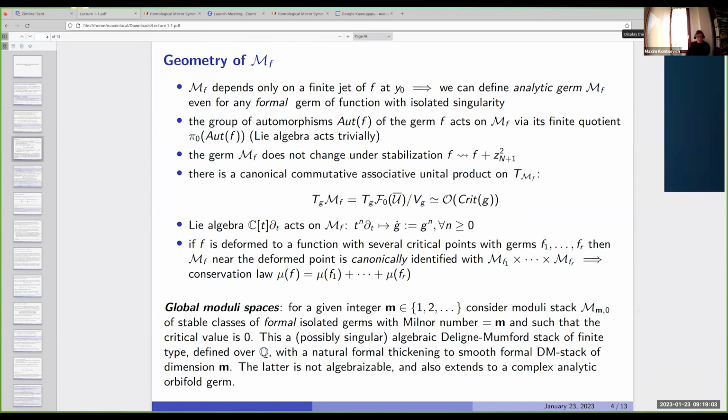Yeah, so this germ also doesn't change if you consider the Thom-Sebastiani sum of your function with more singularity. You get n plus first variable squared. It will be the same germ. So there's a kind of natural equivalence relation called stabilization. You add more singularity to the function, and you don't distinguish them.